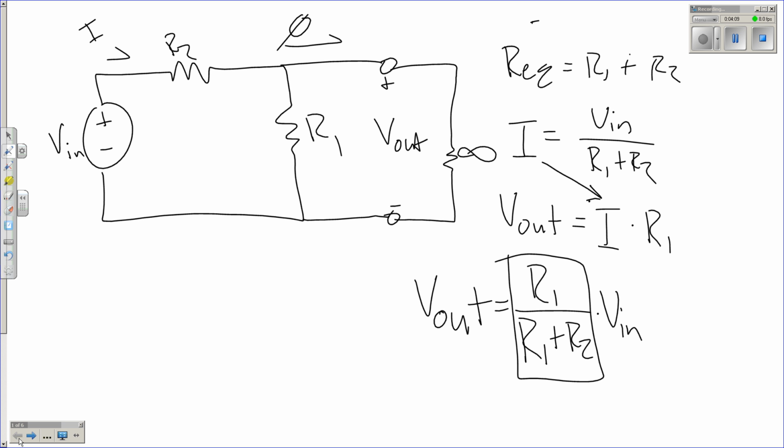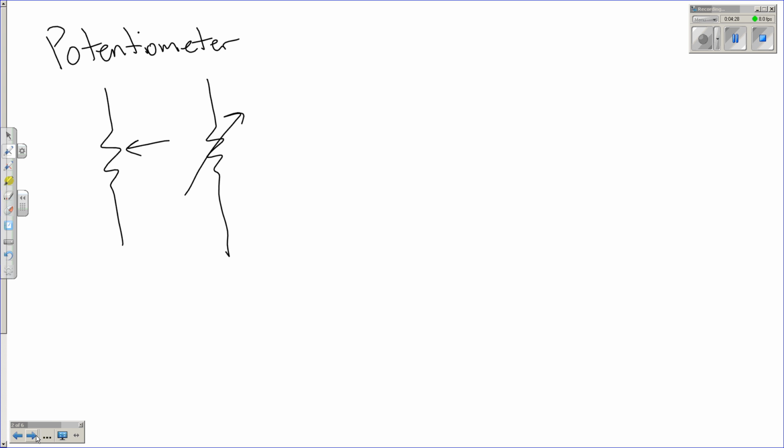So in this instance, if I wanted to change the relationship between V out and V in, I would use a potentiometer here for R1. I'll be able to move it from very small to very large compared to R2. And that way I'd be able to vary my V out.